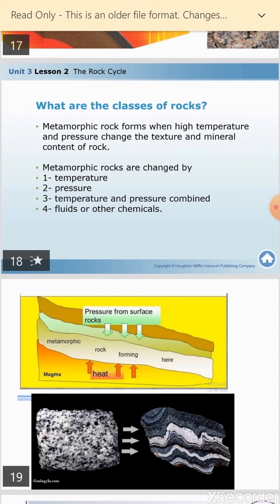Besides, the heat will make the rock softer, so it can be shaped by the pressure easily. That's it. So both factors, the temperature and the pressure, together help in squeezing and pressing the rock and shaping it into different shapes.